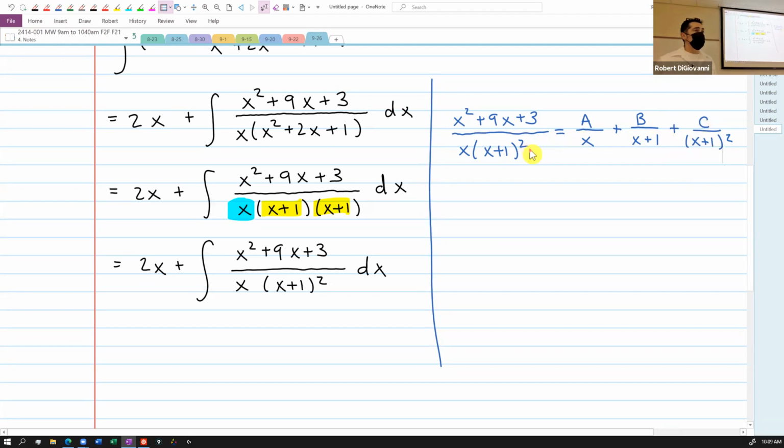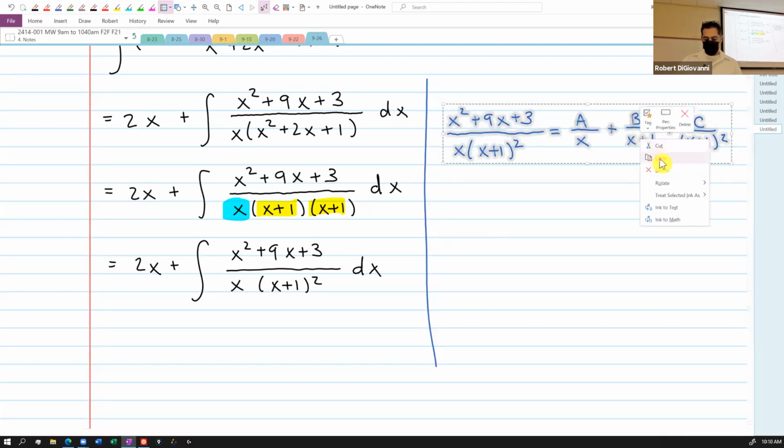What if it had been cubed? I would have had 3 of these. It would have been b over x plus 1, c over x plus 1 squared, d over x plus 1 cubed. If this was to the 4th power, it'd be b over x plus 1, c over x plus 1 squared, d over x plus 1 cubed, e over x plus 1 to the 4th. So as many as you need, just letter over it squared, letter over it cubed until you get to that highest power. All right, this is the part we're going to need to do our partial fractions, or to finish things off. So why don't we take this to the next page and go handle that.